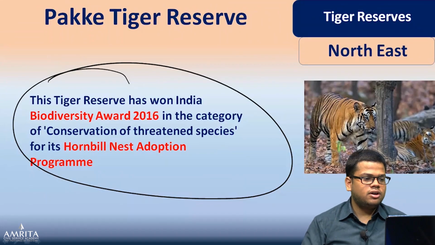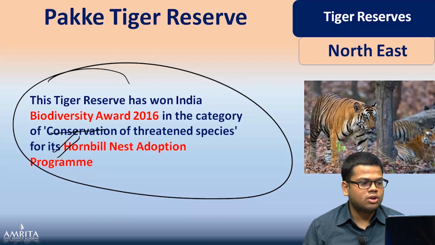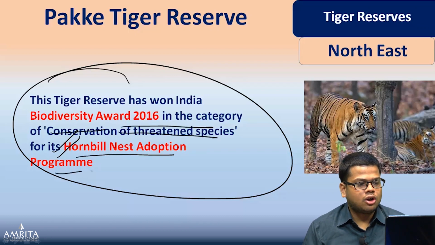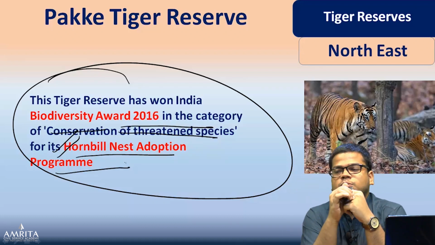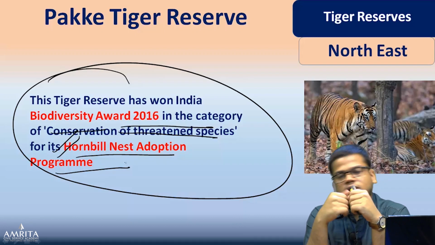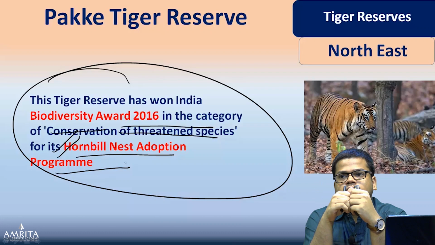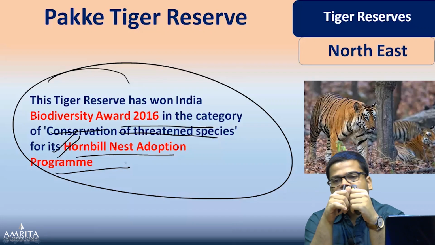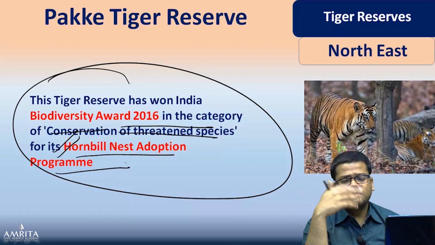This fact is very important. Why this fact is important, I'll let you know also. This tiger reserve has won the biodiversity award in the category of conservation of threatened species, for the hornbill nest adoption program. So some hornbill nest adoption program was there, so they won the biodiversity award. These awards are given periodically to the best performing places, some communities, and the bureaucratic structures appointed for conservation.